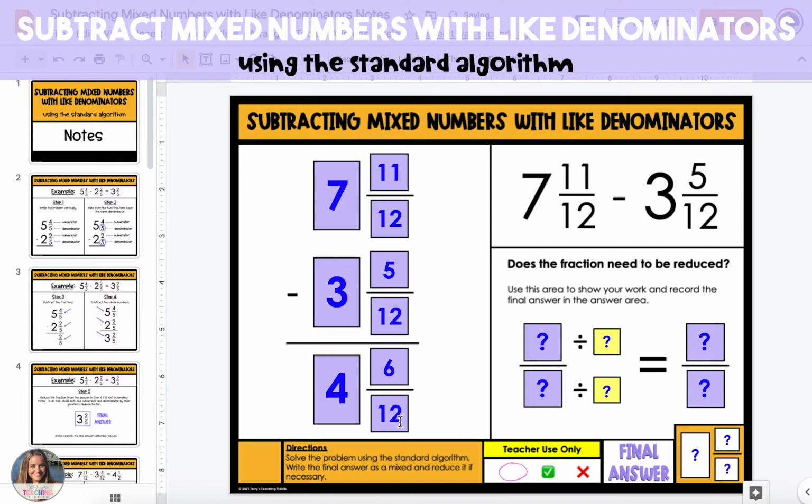We'll look at our fraction 6 twelfths to determine if we can reduce it. 6 twelfths can be reduced, so we're going to divide 6 twelfths by its greatest common factor of the numerator and denominator. The numerator and denominator are 6 and 12, and their greatest common factor is 6, so we'll divide both the numerator and denominator by 6 to get a reduced fraction of 1/2. Our final answer is a combination of the whole number and our reduced fraction, 4 and 1/2.